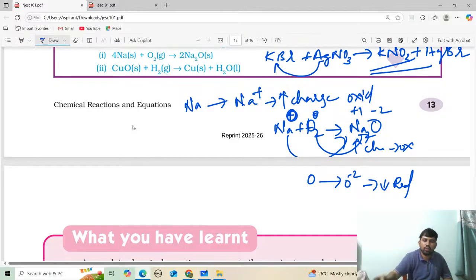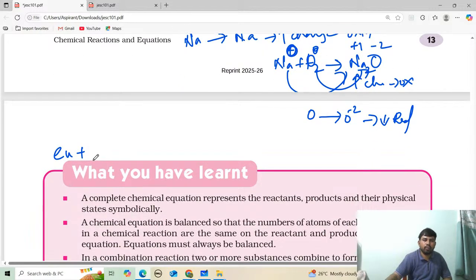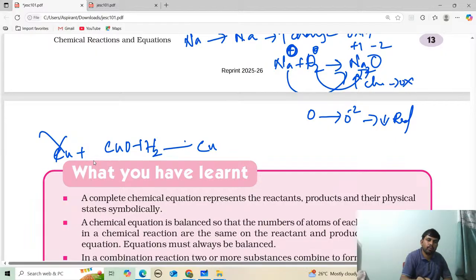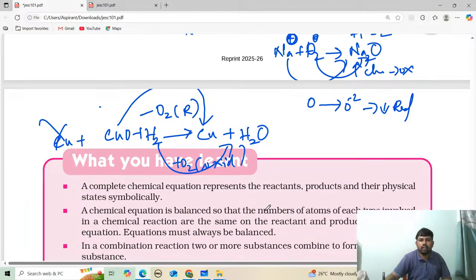Similarly, you see one more example I'm writing here. They gave CuO. So CuO plus H2 gives rise to Cu plus H2O. You can see here to here, removal of oxygen is called reduction. Similarly here to here, addition of oxygen is also called oxidation. In this way you can understand this concept that we discussed about these questions actually.